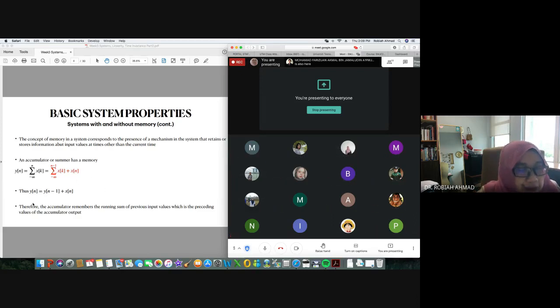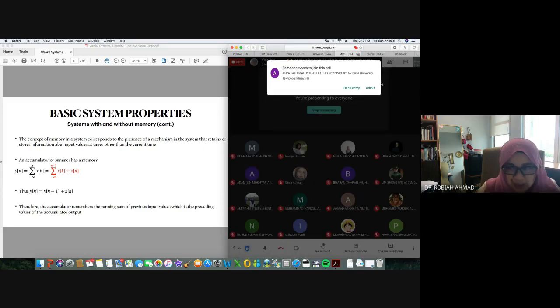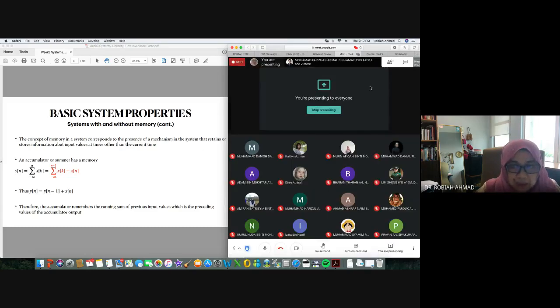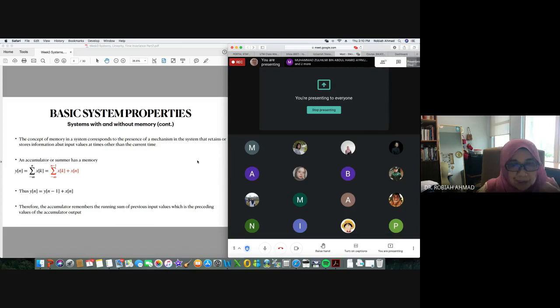And then kat sini kita kata, thus if we simplify this equation, we have this equation. Therefore, the accumulator remembers the running sum of previous input values, which is the preceding values of the accumulator output. Jadi dia ada apa orang kata accumulate. So kalau tak ada, maknanya at that particular time, at that particular instance only, the system is memoryless.